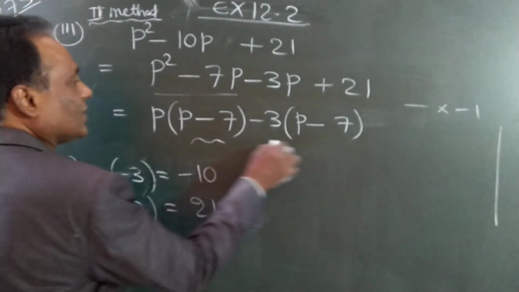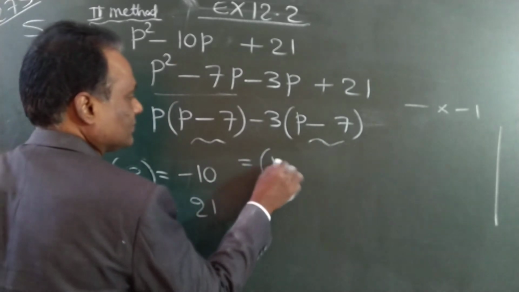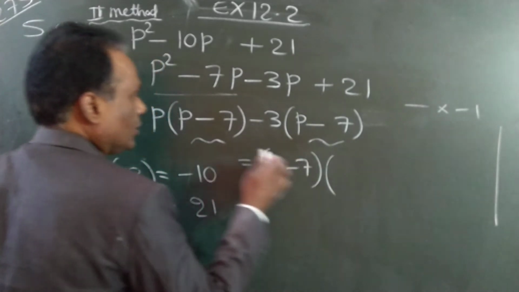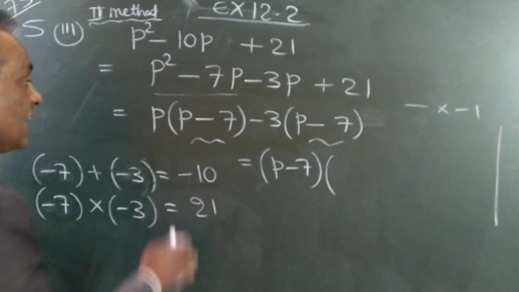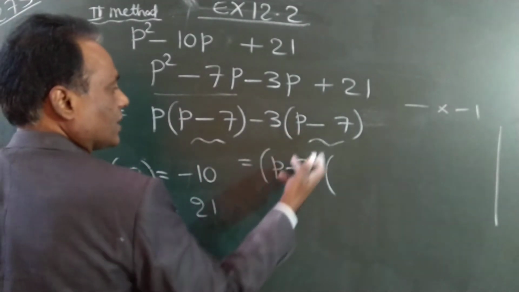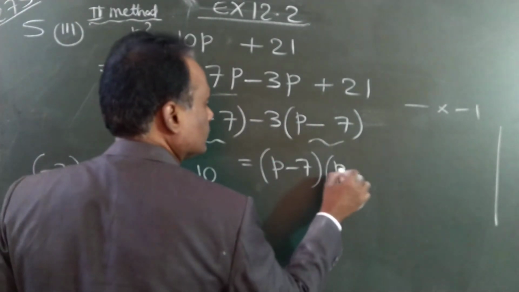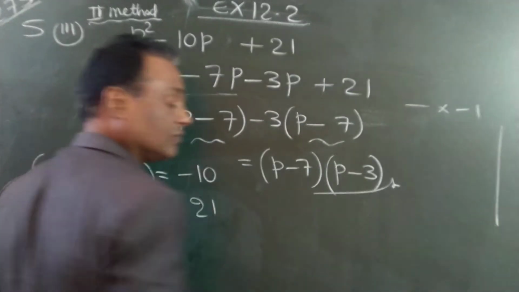Now p minus 7 is common. P minus 7 is common. Another factor, p minus 3. That's all.